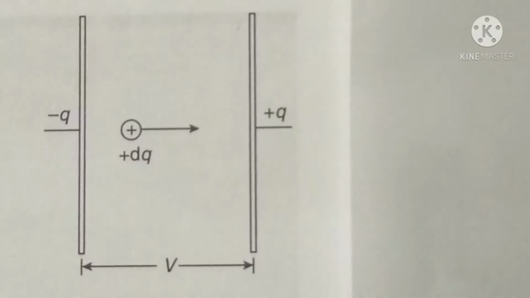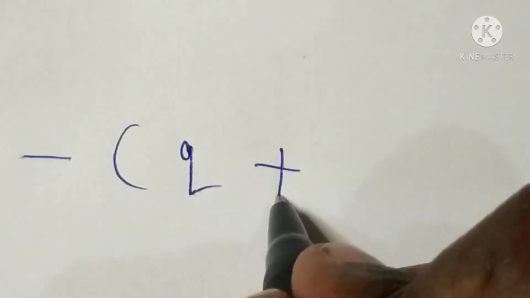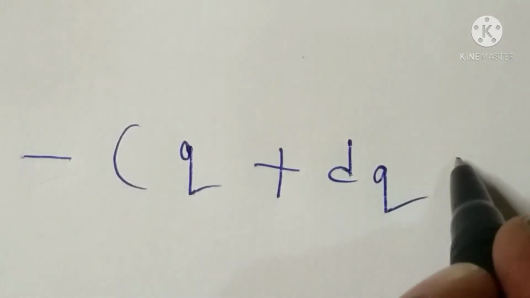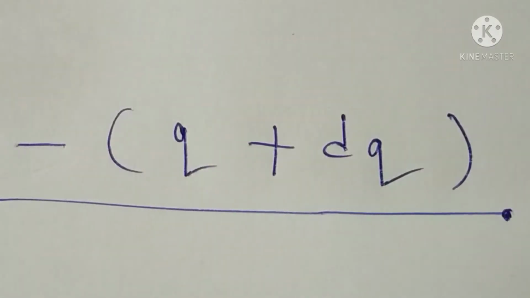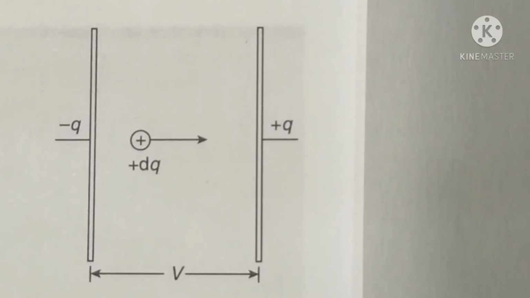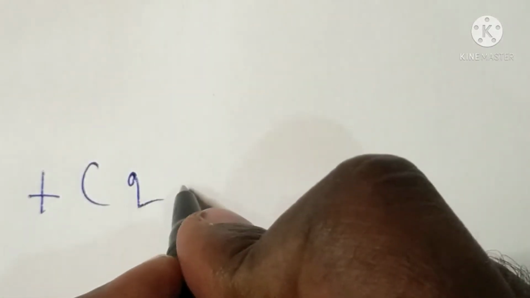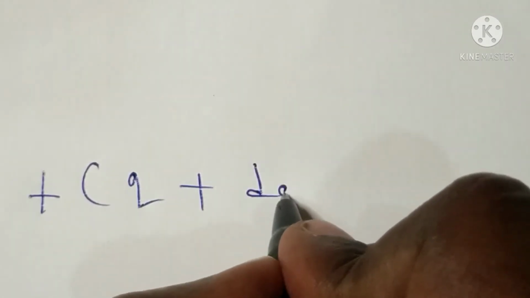When a charge of positive dq is transferred from the negative plate to the positive plate, the charge on the negative plate becomes negative q plus dq, and the charge on the positive plate increases to positive q plus dq.